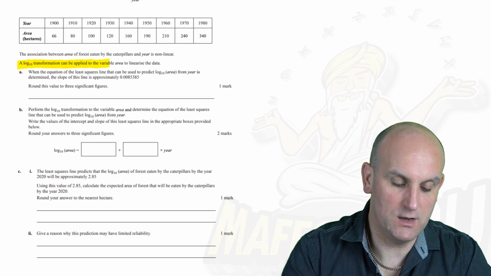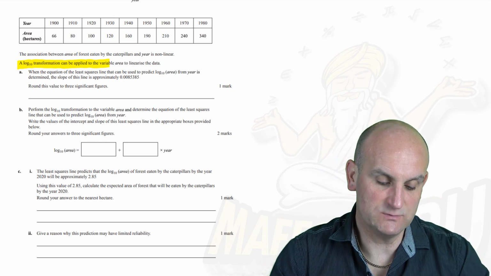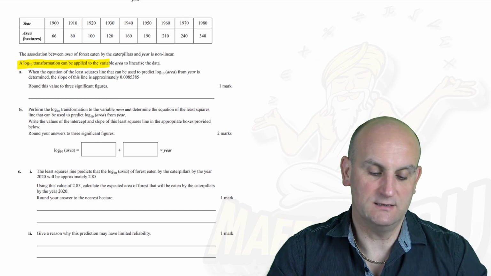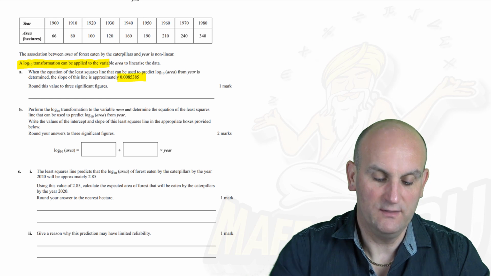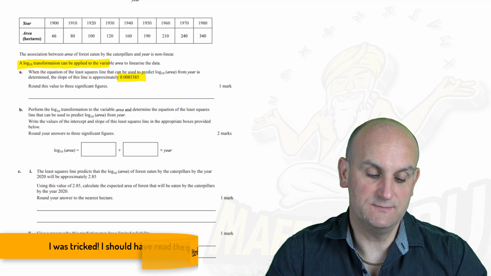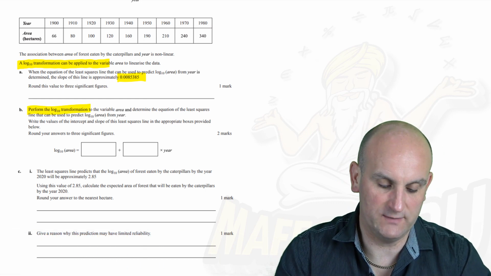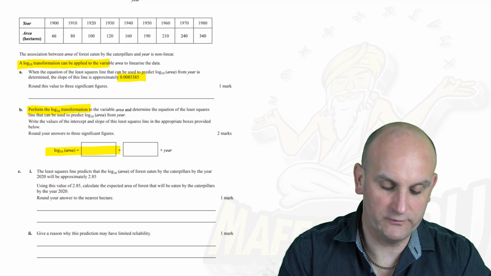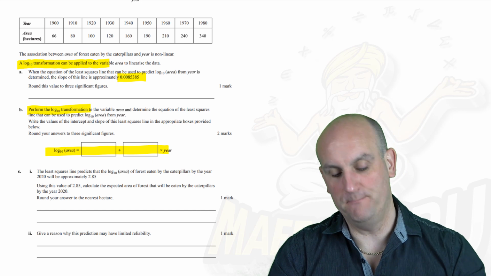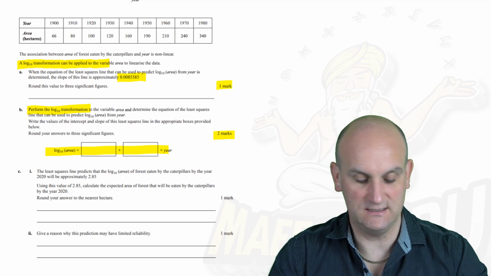The question says, do a log 10 transform. Bang that into my calculator, what comes up? And this is when the equation of the least squares is approximately that, round this value to 3 significant figures. So before we even go any further, this here doesn't even have anything to do with your calculator. It just wants that there to be rounded to 3 significant figures. Then it says perform a log 10 transformation, and what does it want? It wants you to then effectively fill in the box with the values of A and B. So far doing that's got me 3 marks.